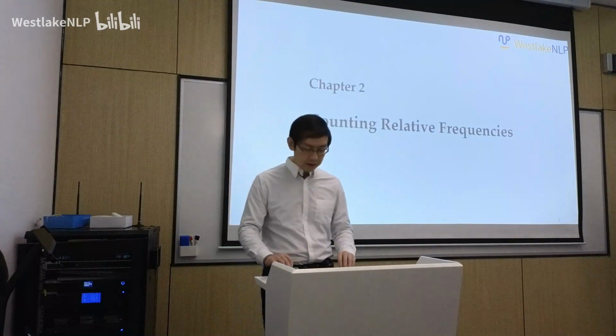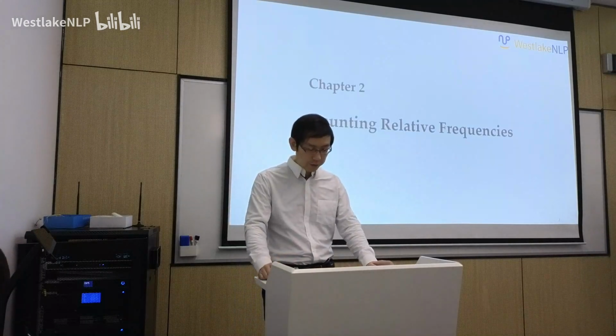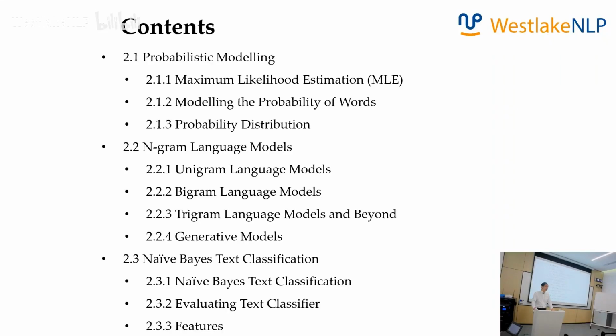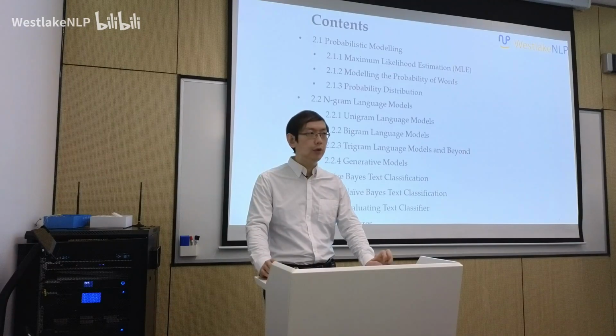So this class will consist of three parts. In the first part, I will give you a review of probabilistic modeling techniques. And then in the second part, we will talk about language models, in particular, n-gram language models. For the third part of this class, we will move on to naive Bayes text classification. It's a kind of probabilistic text classification model.